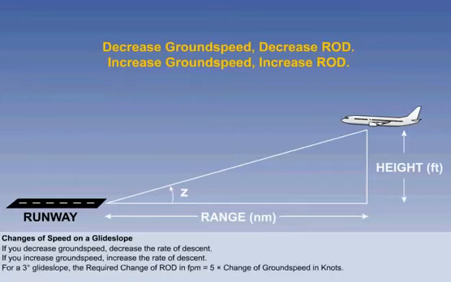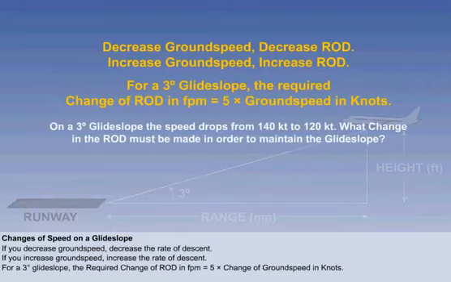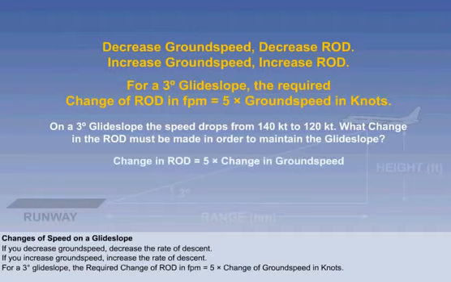The rule is, for 3-degree glide slopes only, that the required change of rate of descent in feet per minute is 5 times the change of ground speed in knots. So, if we are on an ILS approach into London Heathrow, which has a 3-degree glide slope, and the speed drops from 140 to 120 knots, what change in the rate of descent must be made in order to maintain the glide slope? The ground speed has reduced by 20 knots, so the rate of descent must be reduced by 5 times 20, which is 100 feet per minute.